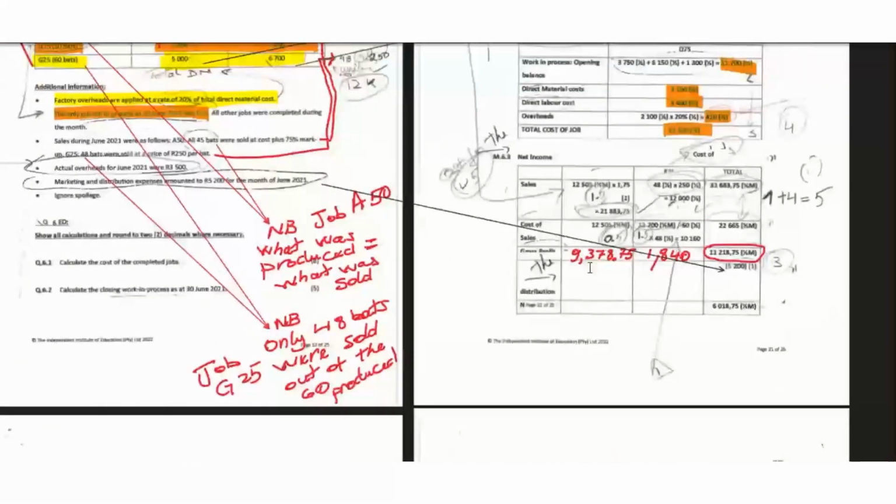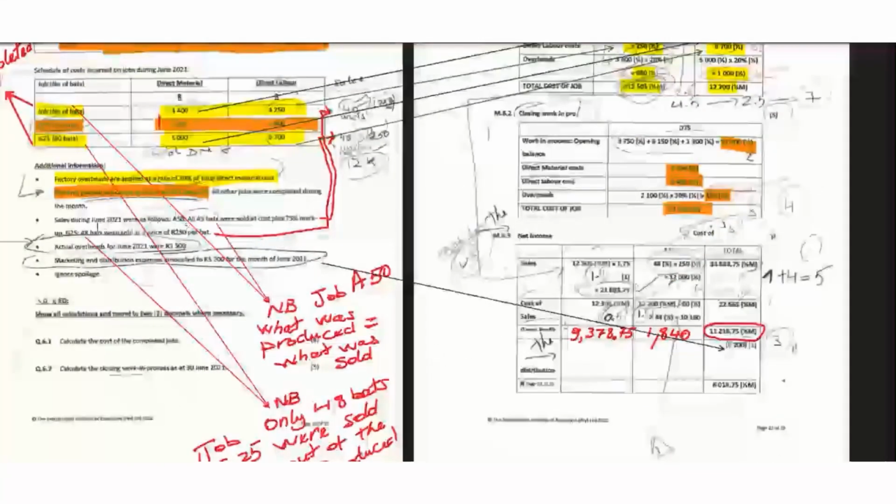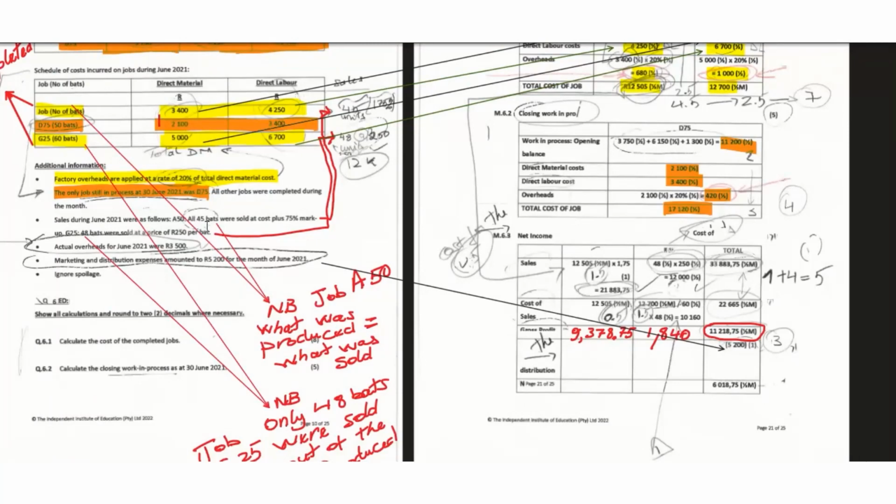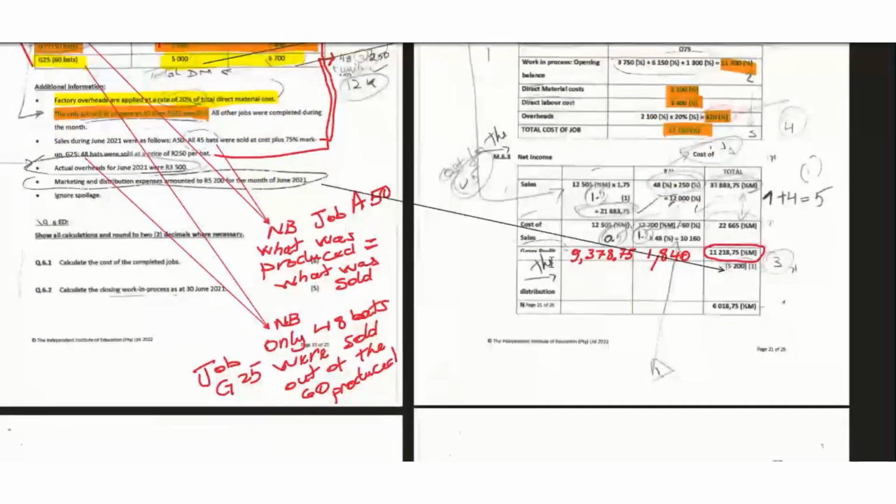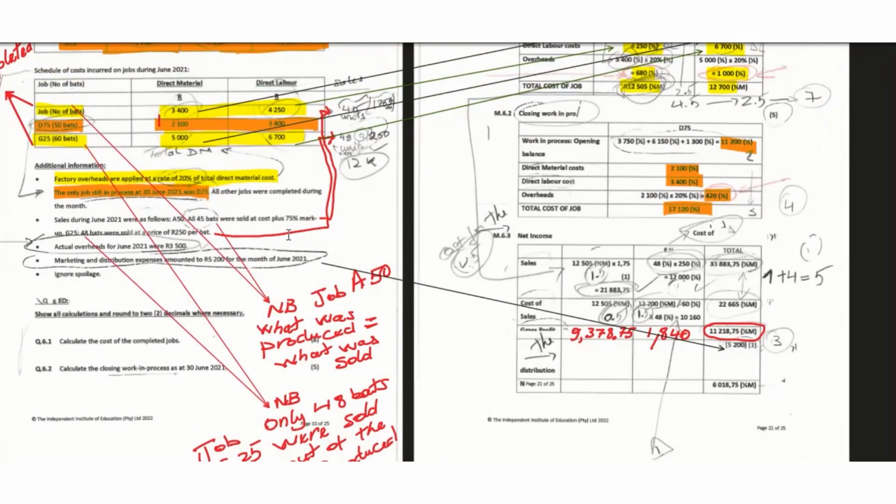All right. So as you can see there, there is the sales. Remember now, how many bats did we sell for the job A50? It was provided to us in bullet number 2 of the additional information, 45, the whole entire production. So it does make sense that we take the sales, but how would we find the cost? No, sorry, how would we find the sell price? It was provided to us. They were sold at the cost plus 75%.